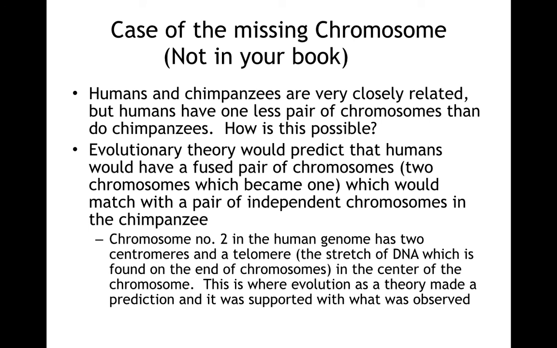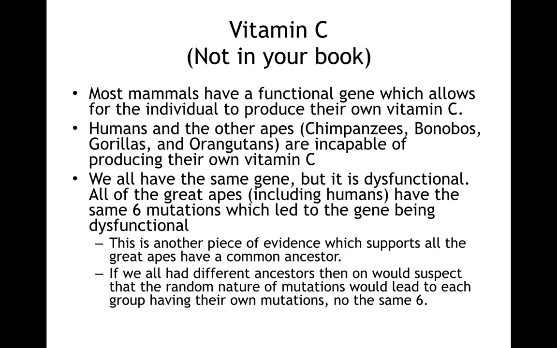It looks like it happened between donkeys and horses. One of them, I can't remember which, has an extra pair of chromosomes, the other one doesn't. So it isn't uncommon amongst organisms to have their chromosomes fused together. There's another piece of evidence which suggests that humans and the other apes share a common ancestor, and that is the vitamin C gene.